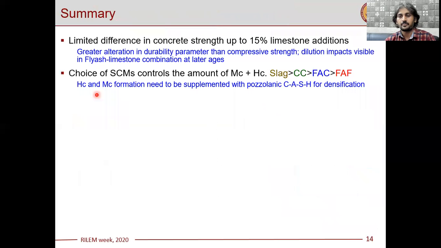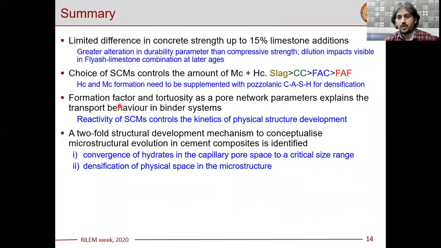To summarize, there is limited difference in concrete strength due to limestone addition up to 15%. The dilution impact is dominantly visible only in fly ash limestone combinations. The choice of SCM has a dominant control on the carboaluminate phases rather than the limestone replacement level. It is necessary to supplement the carboaluminate phases with pozzolanic CSH for densification to occur at later ages. Both formation factor and the tortuosity parameter could explain transport behavior in the composite binders.